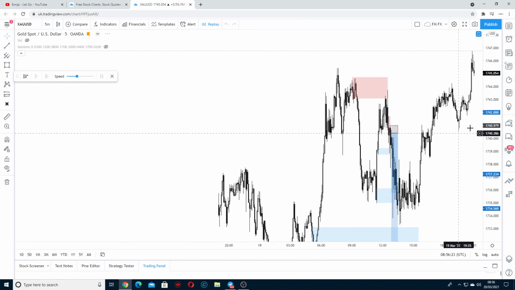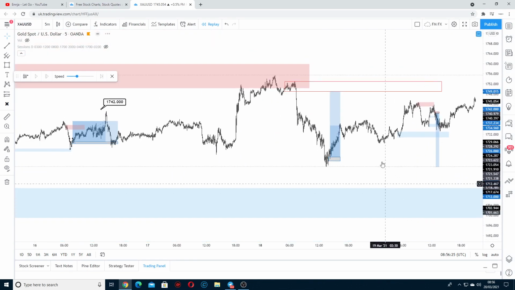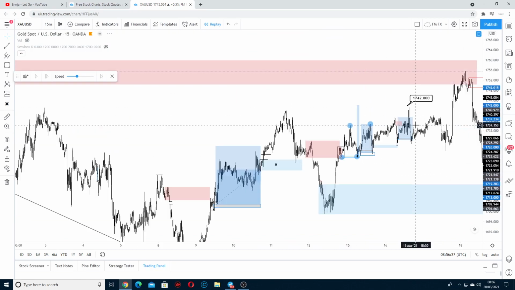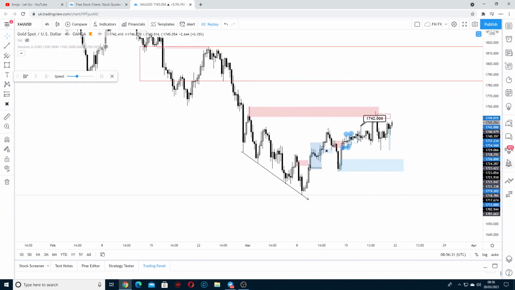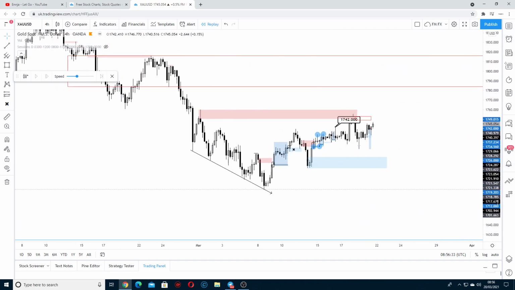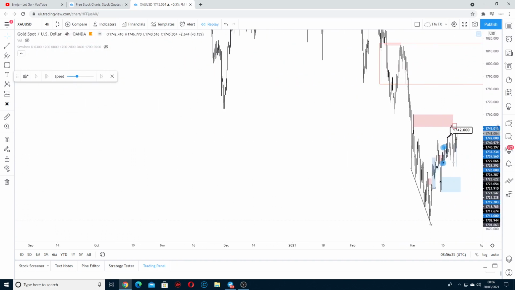Finally, moving on to the big boy, right? Gold. Gold has been amazing this week. If I go back a bit and take you through some of it. I won't go through all of it because there's been a lot for me personally on gold this week.